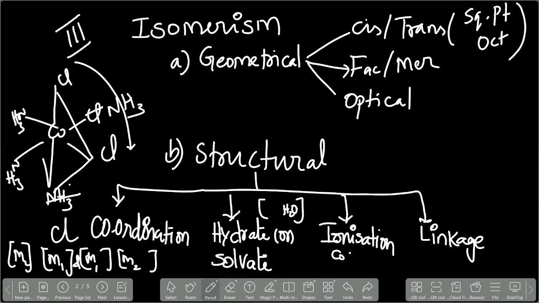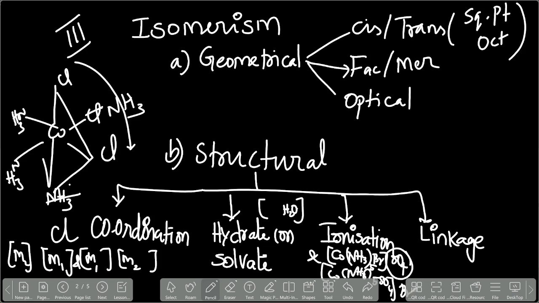If you take Co, NH3, Br, SO4, when you ionize, this will give a simple anion, sulfate, SO4 2 minus. When you bring this sulfate into the complex, it will give Co, NH3 5 times, SO4 and Br. Now it will form Br minus as anion. These two are ionization isomers.